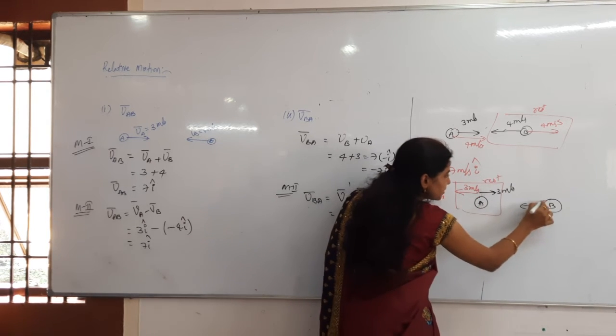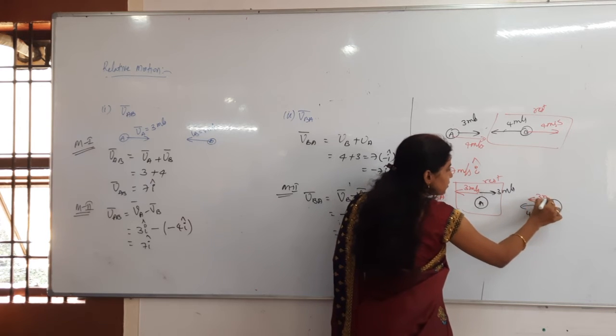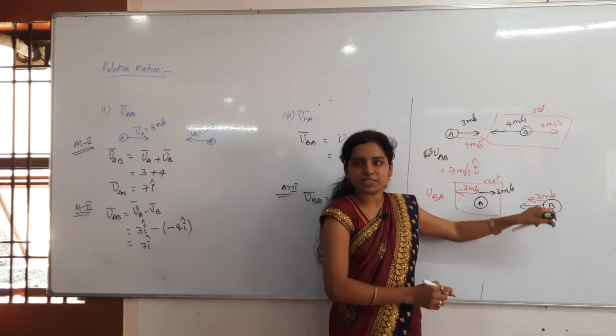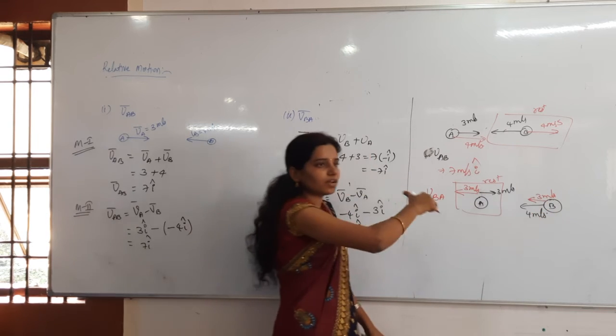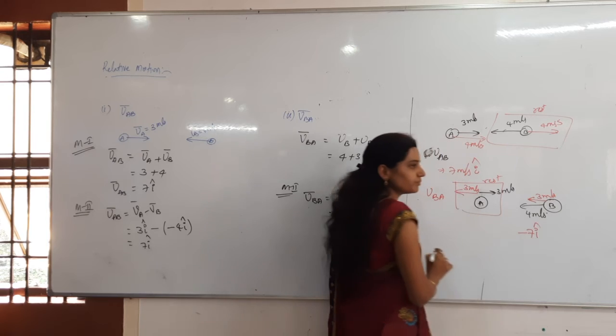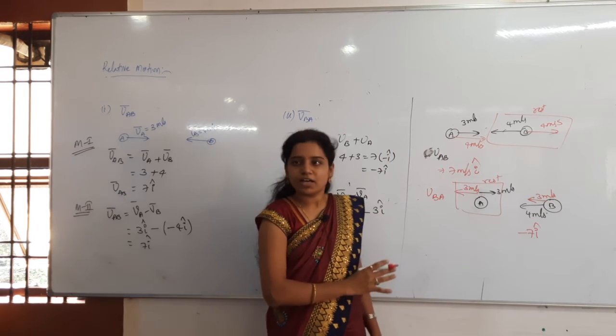Then I have to apply the same velocity for B also. That is how much? 3 meters per second. Totally how much velocity? 7 meters per second. In which direction is the total? Along the negative x-axis. So that is minus 7 i cap. Clear? All are easy only, no?